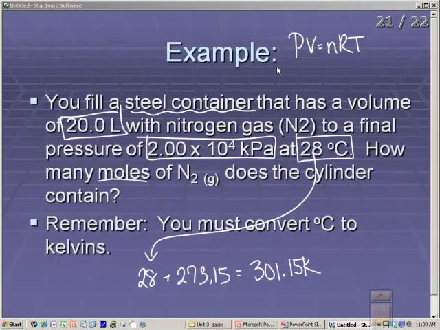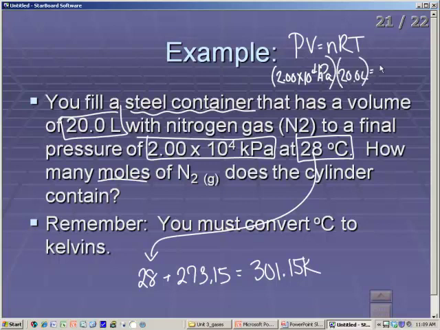All right, so pressure, we're putting in the number 2.00 times 10 to the fourth kilopascals. V is 20.0 liters. We don't know N, that's what we're trying to solve for. But R is 8.31, and if you really want to go crazy with your units, be my guest, but it's 8.31. And your temperature should be 301.15 Kelvin. So use your algebra skills to solve for your unknown right there. Let me, real quickly on my calculator, check for the correct answer. And then you guys just have to figure it out on your own.